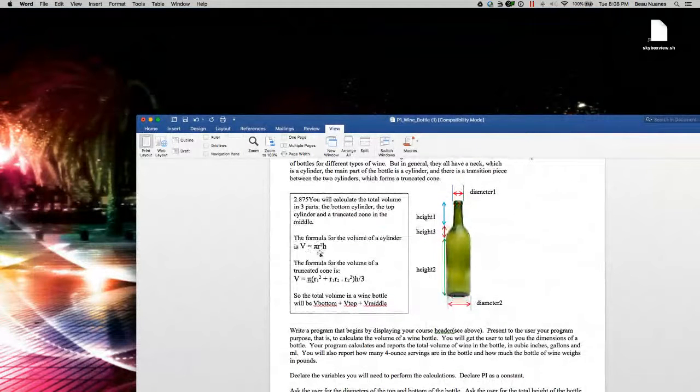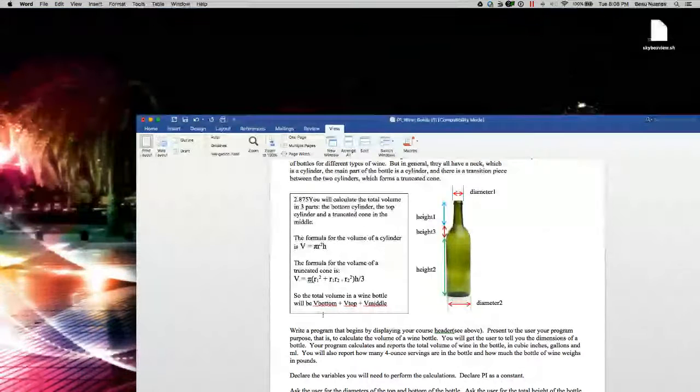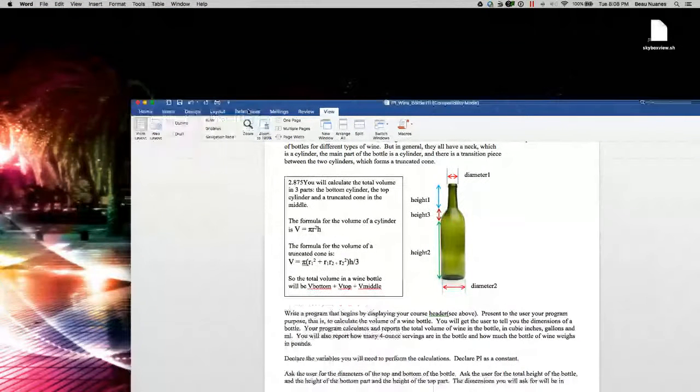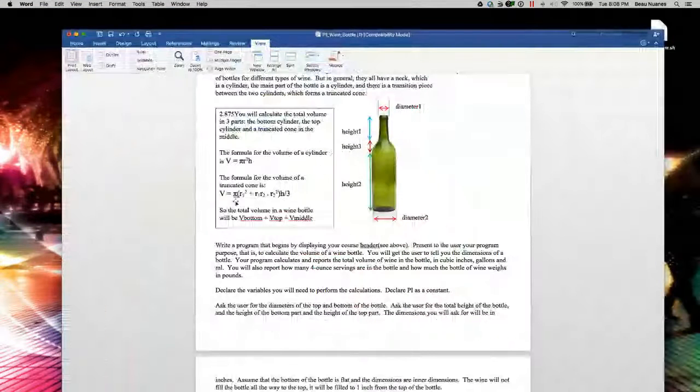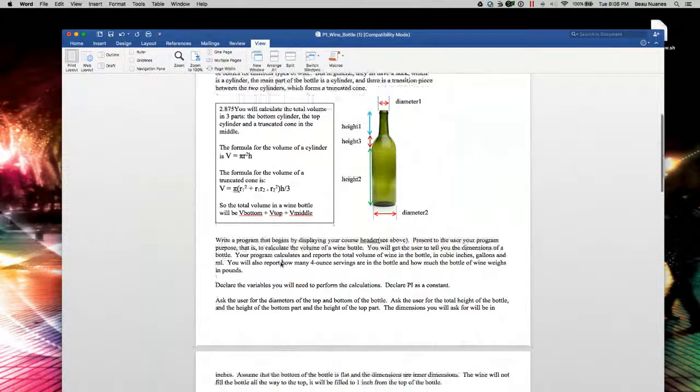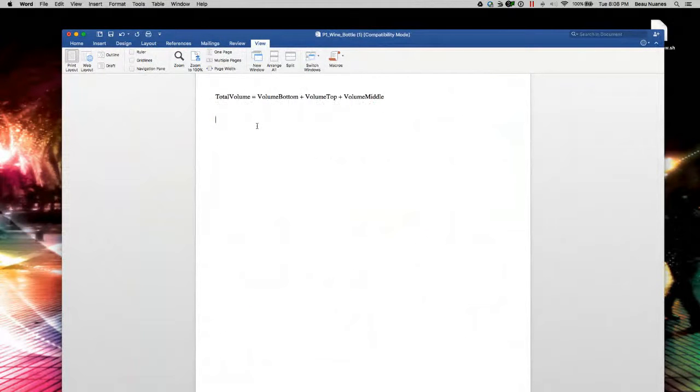So the volume of the cylinder is pi r squared h, and then these are pi r1 squared, r1, r2, and r2, because it's the middle cone: r1 is this radius here, r2 is this radius here. If you swap them, it actually comes out the same in calculations. All right. But we have the total volume, so you have the volume of the bottom plus the volume of the top plus the volume of the middle. We want the radius, okay?